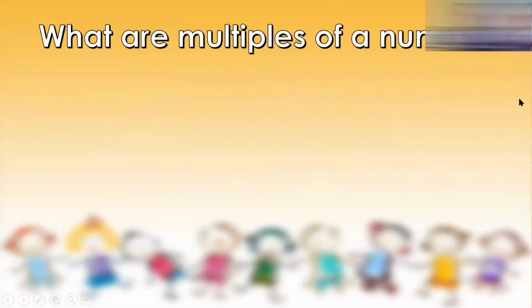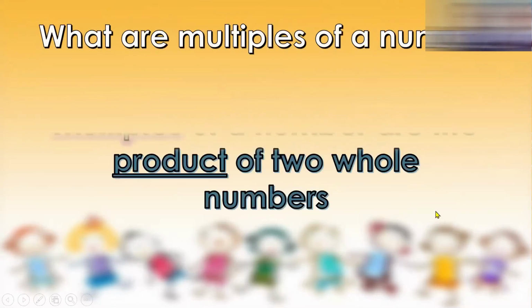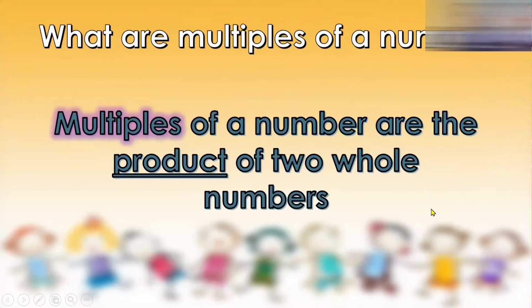Okay, what are multiples of a number? Multiples of a number are the product of 2 whole numbers. Okay, product of 2 whole numbers. When we say product, what is it? What's the meaning of product? Oh, no one knows what product is? I discussed all of those words to you. A product is like the answer of 2 whole numbers.